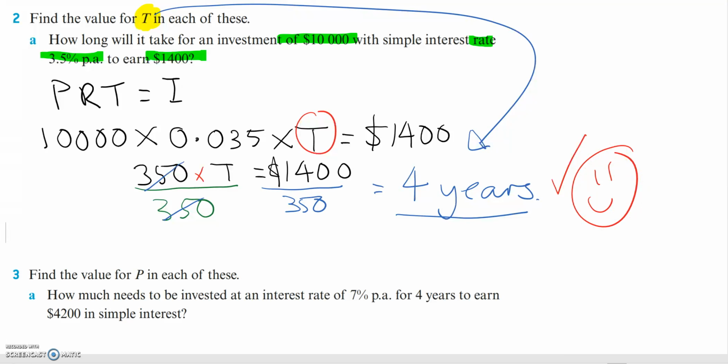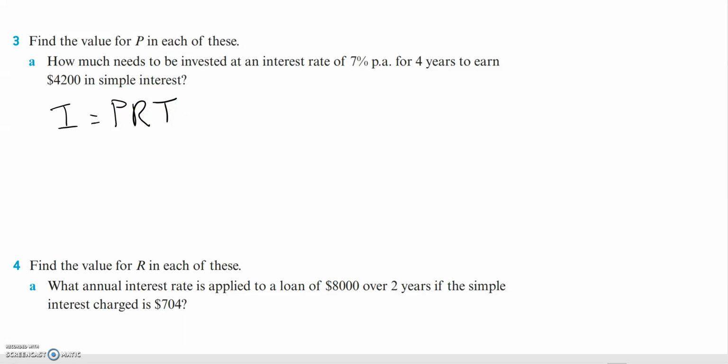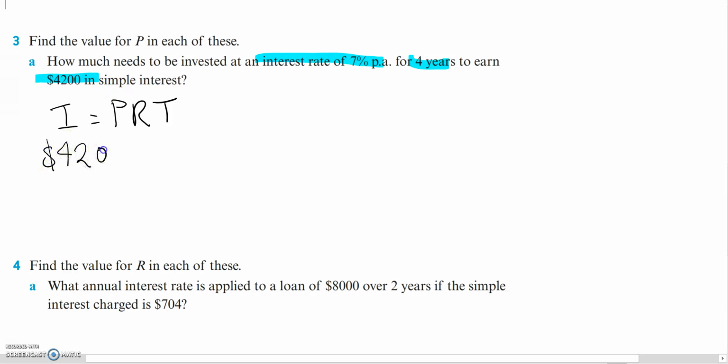When we move on, this time we're going to look at finding P. So again, the starting point as always is writing out your formula, I equals P R T, and then we're going to read through the question. How much needs to be invested at an interest rate of 7% for 4 years to earn $4,200 in simple interest? So we look for those and put them into the formula where we see them. $4,200 as the simple interest is here, and then we're going to have our equals.